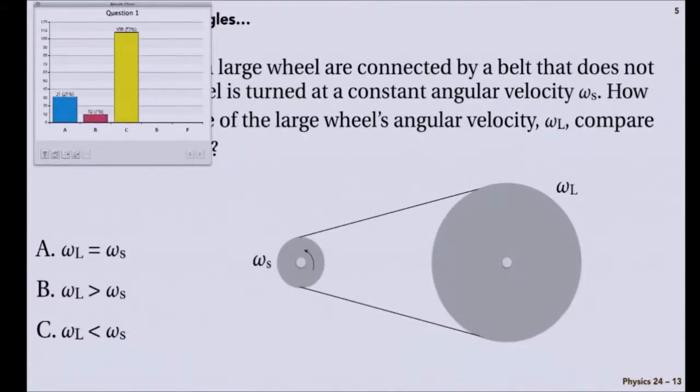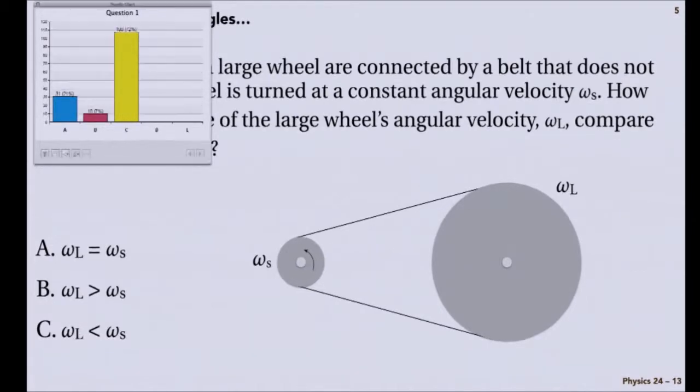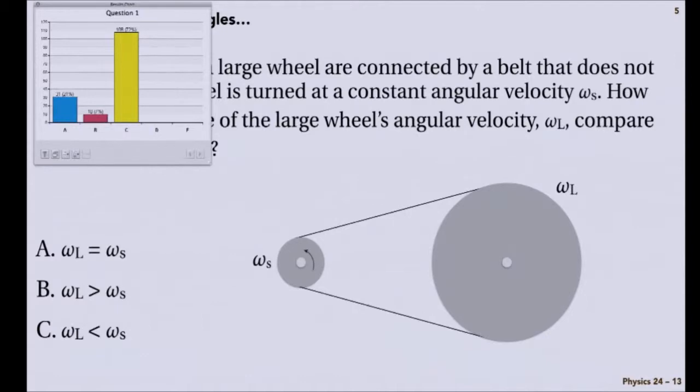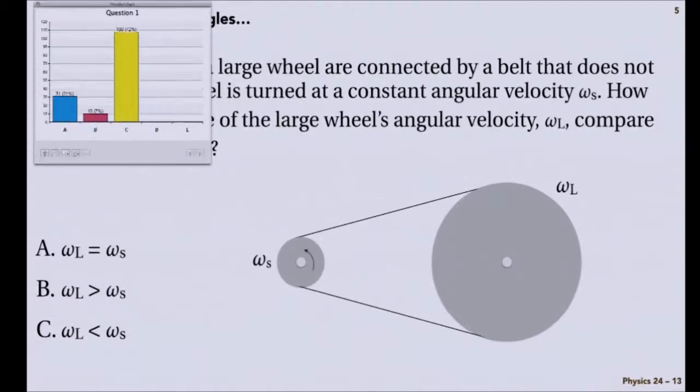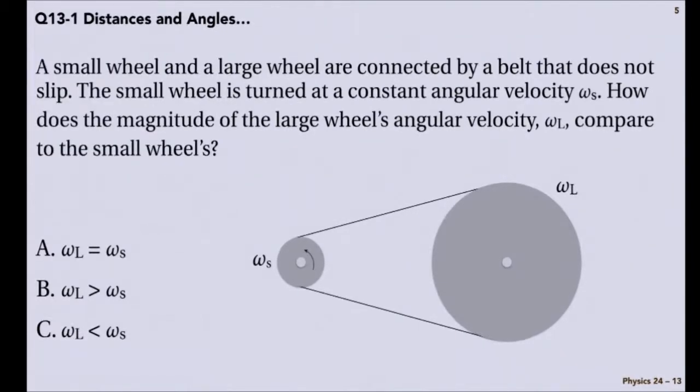Most of you say, what is that, C? Which is that the angular velocity of the large wheel is smaller than the angular velocity of the small wheel. What's the reasoning? He says, remind me of your name. Jonathan says conservation of angular momentum.